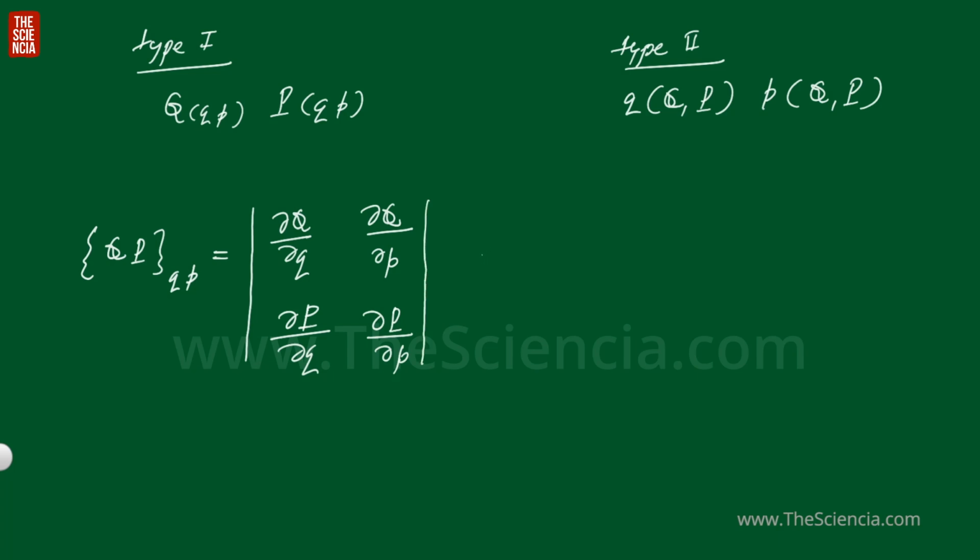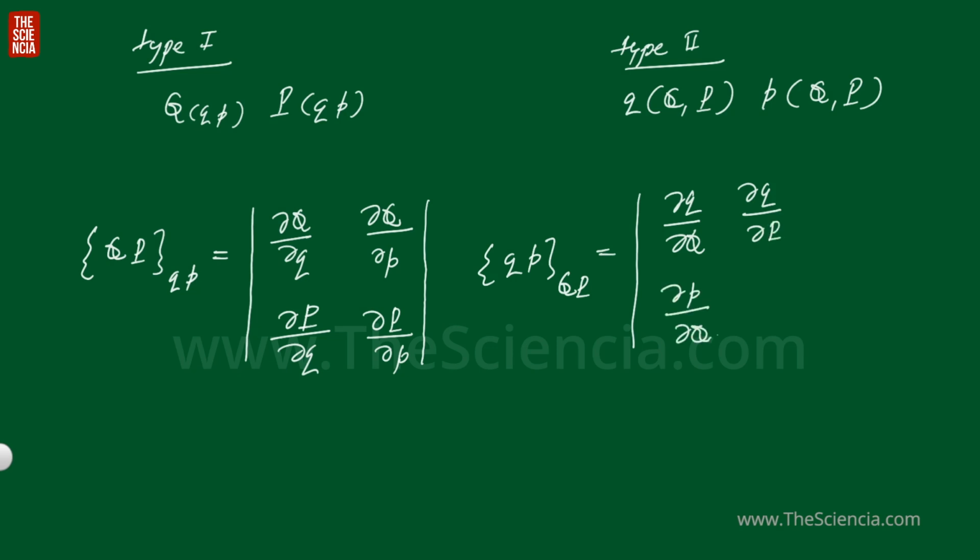And what will be the other type? That is the Poisson bracket of small q, small p, where the variables are capital Q and capital P. That will be equal to dou q by dou Q, dou q by dou P, dou p by dou Q, dou p by dou P. So these are the two types.